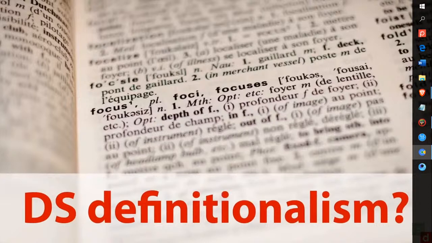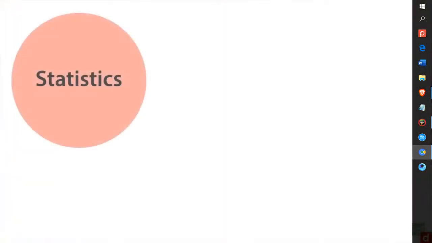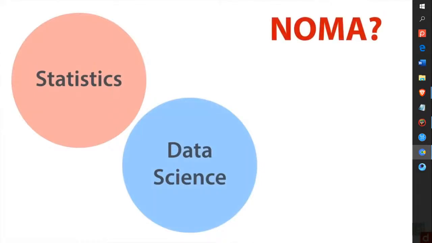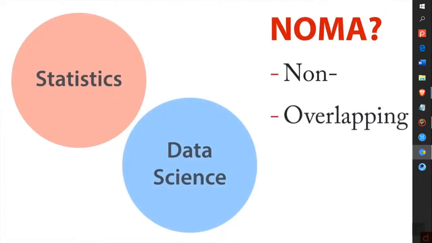It helps to take a look at some of the things that go on in each field. So let's start here with statistics. Put a little circle here and we'll put data science. And to borrow a term from Stephen Jay Gould, we can call these non-overlapping magisteria, or NOMA. So you think of them as separate fields that are sovereign unto themselves with nothing to do with each other. But that doesn't seem right.